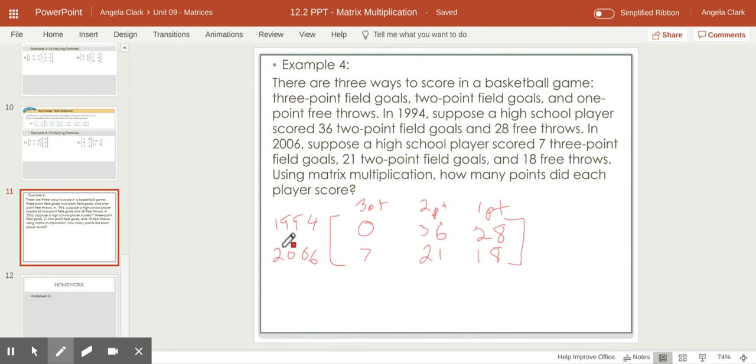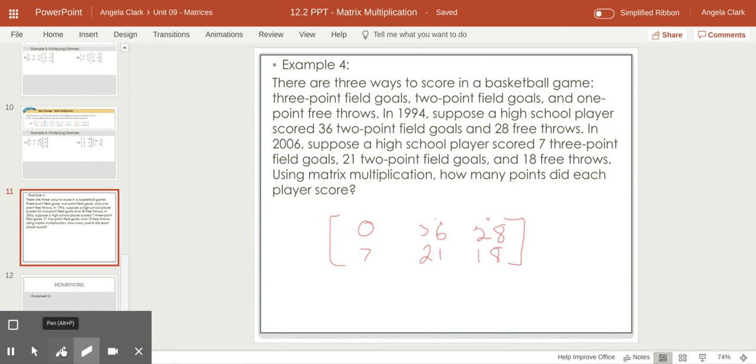So I just wrote these to help us know how to set it up. These aren't actually part of the matrix. In fact, I'm going to erase them now so that I have space. But I just wrote them to help me set up the matrix. Okay, but this is our actual matrix.